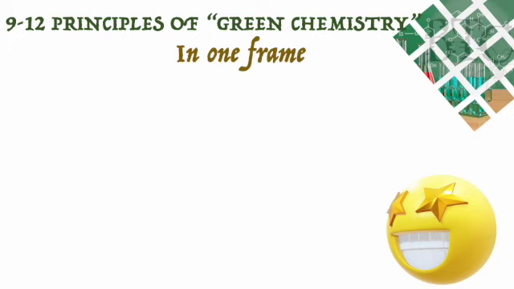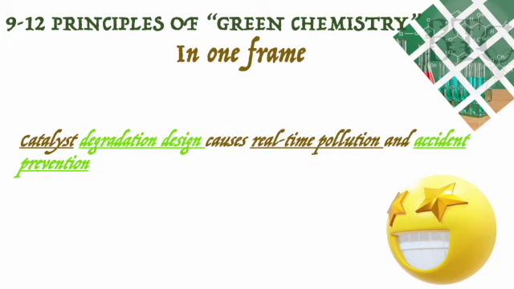Now let's try to bring these last four principles of green chemistry in one frame. So it goes like: catalyst degradation design causes real-time pollution and accident prevention. So all these four principles of green chemistry are included in this single sentence.